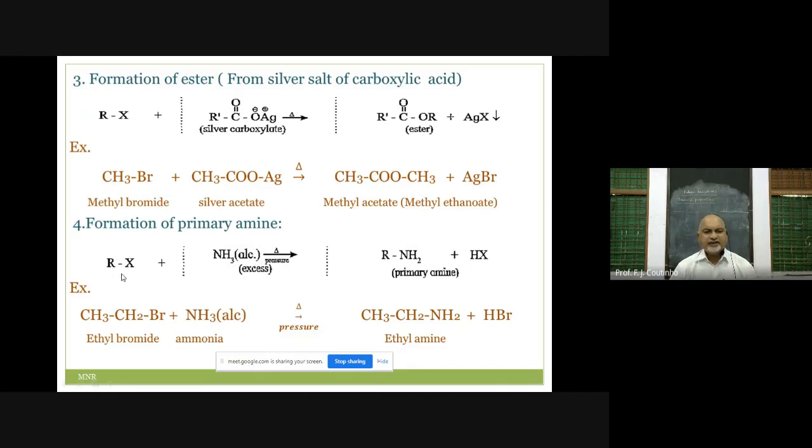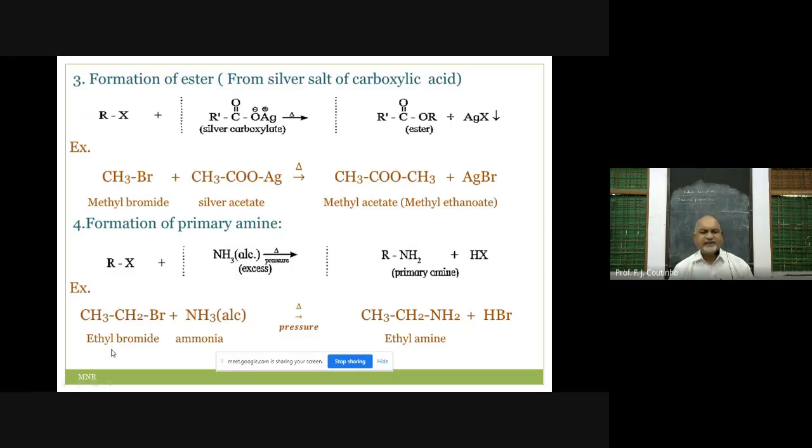So here you are taking an alkyl halide or haloalkane treated with alcoholic ammonia. And here one of the hydrogens of this ammonia is getting connected with X. So here you get RNH2, which is a primary amine. NH2 means primary amine. NH means secondary amine. And N means tertiary amine. So here it is primary amine, that is RNH2. And here you are getting hydrogen halide.